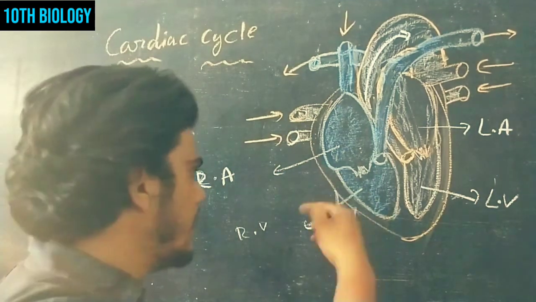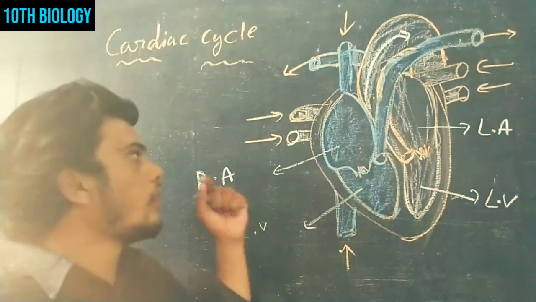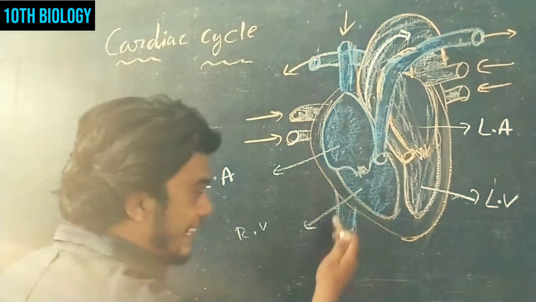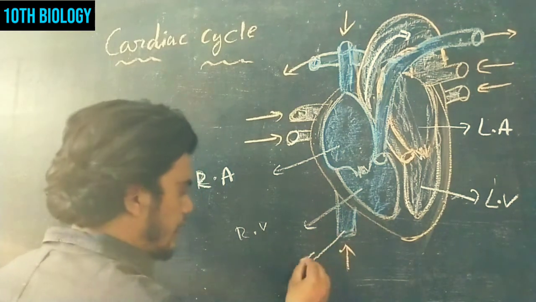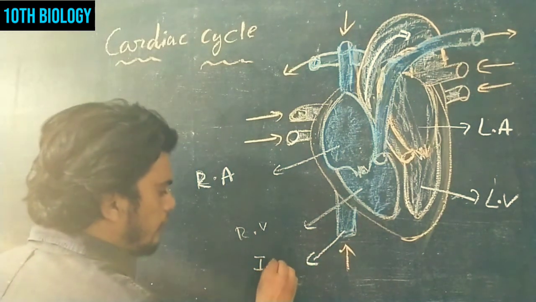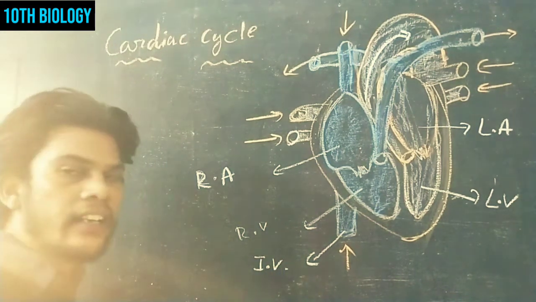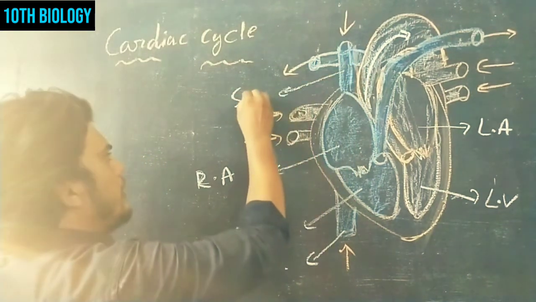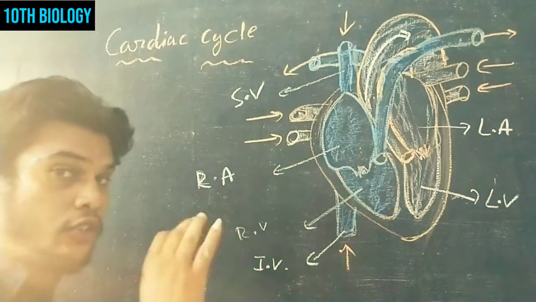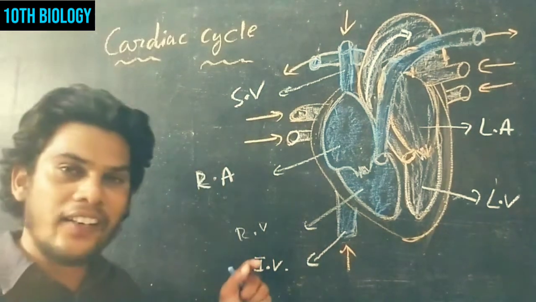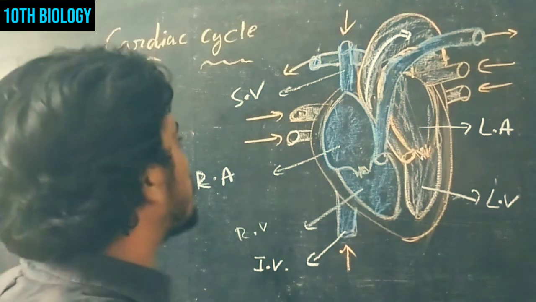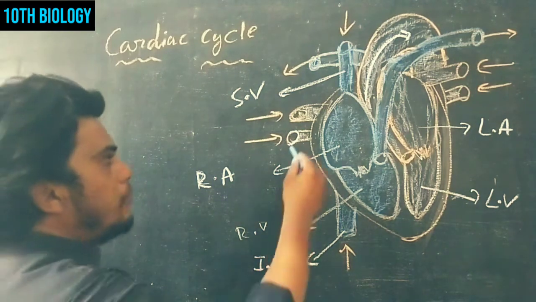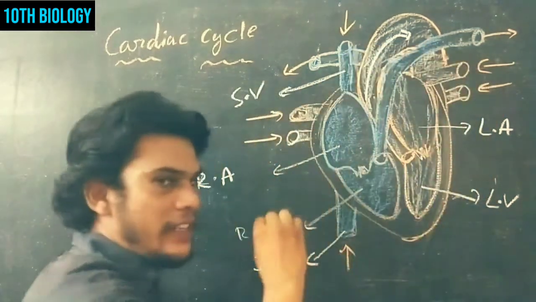Are you labeling? Yes, label with me. Then look at this picture. One of the veins here, what is this vein? Yes, it is the inferior vena cava. What about this one? Yes, it is the superior vena cava. You should write in the full form. I am writing the shortcut way, but don't write like this. Next one. So this is the superior vena cava. That's fine.